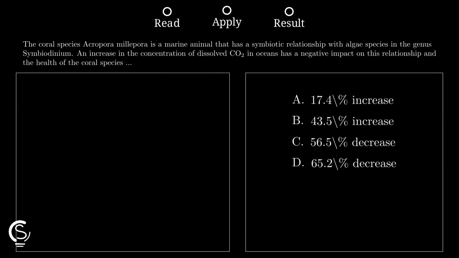Based on figure 1, the low carbon dioxide condition shows about 2.3 algal cells, while the high carbon dioxide condition shows about 1.0, so we are clearly looking at a drop.